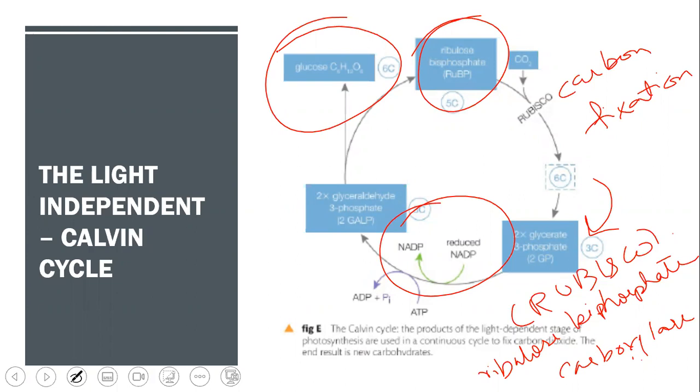So when we talk about it, this is the light independent stage because we don't need light for this particular process. So this is what is actually taking place. In this particular topic, you need to have an idea of your cyclic photophosphorylation, non-cyclic photophosphorylation, and the Calvin cycle. You also need to know about your pigments.